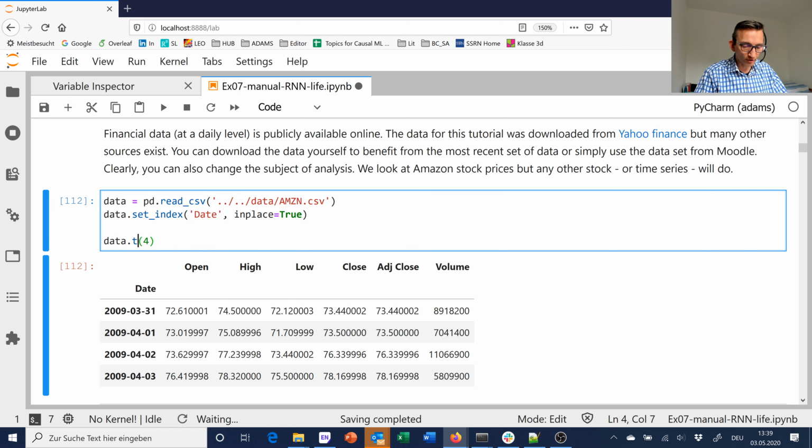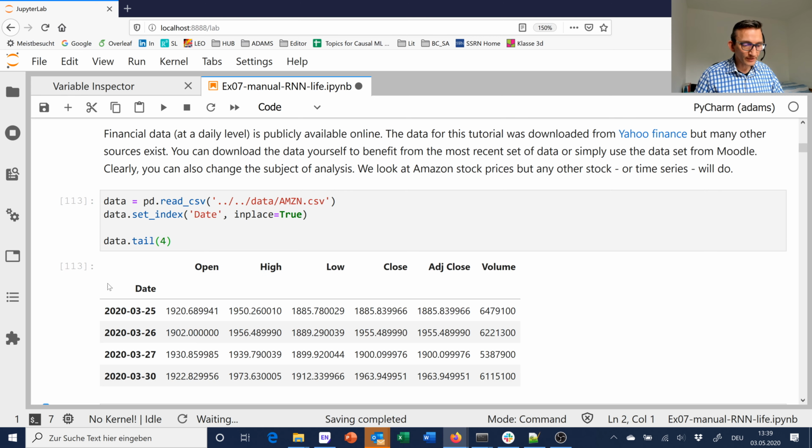I'm using head, could also use tail. Using tail, we see that I was putting that data together by the end of March, so it's not super recent. If you want to update, that's easily done. Just download this data set from Yahoo Finance. Again, including the most recent prices. This data set stops at the 30th of March.